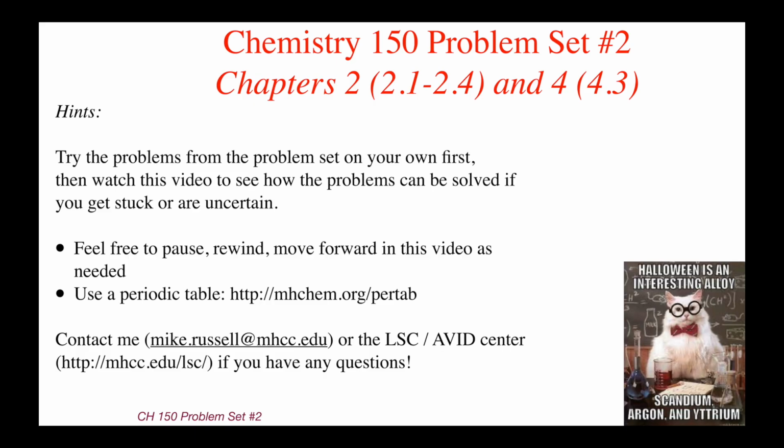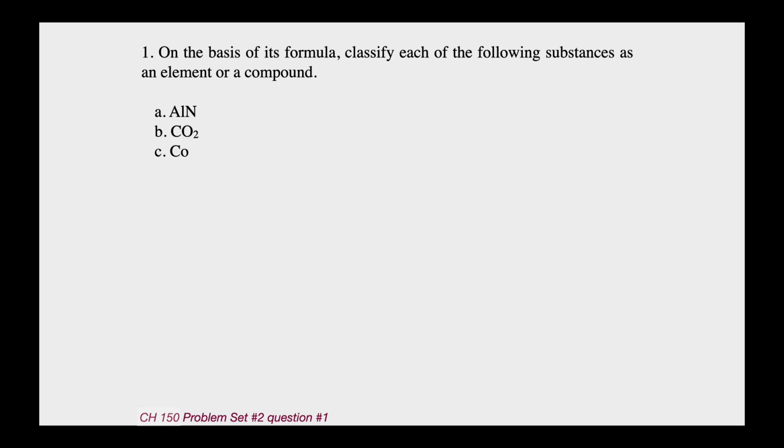But without further ado, let's get into the problem set video and we'll see how to do these different problems. On the basis of the formula, classify each of these substances as an element or a compound. So a compound is a mixture of elements, and an element is something found on the periodic table. So during this problem set, I highly encourage you to have a periodic table in front of you.